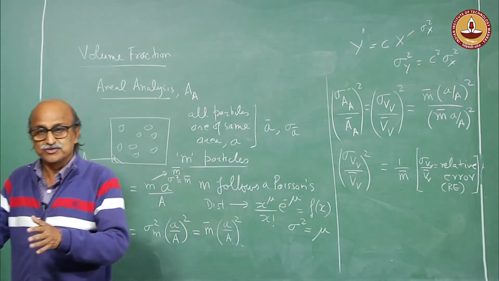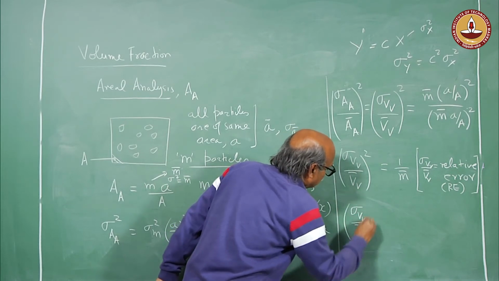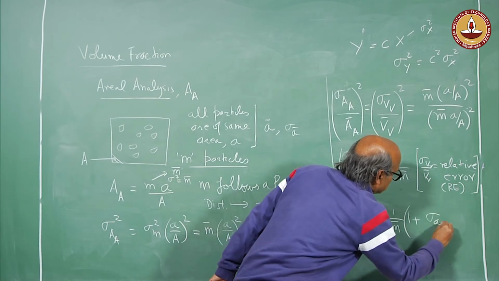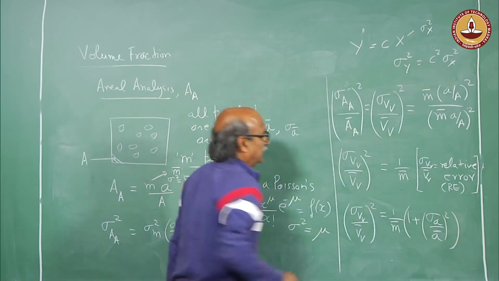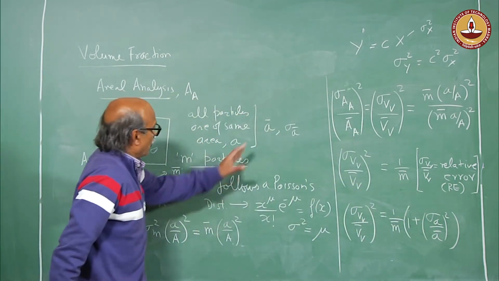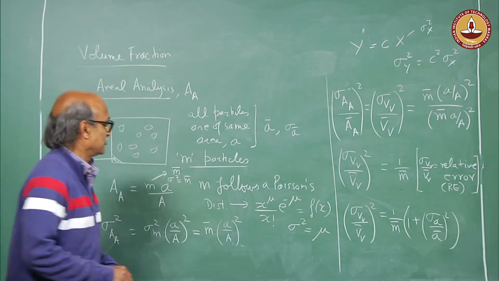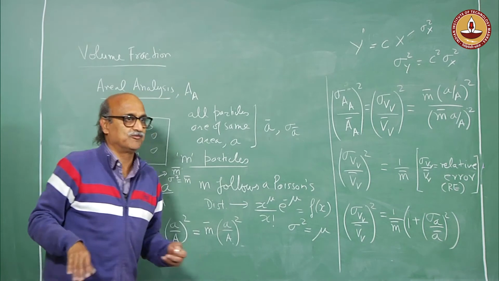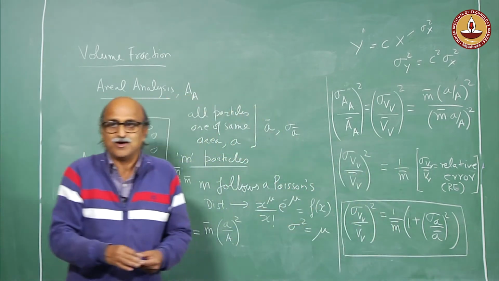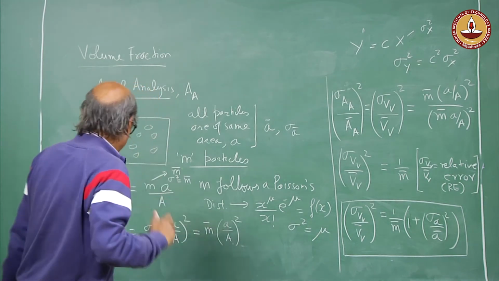and the rest of the analysis I am going to skip, but it can be shown that this is equal to 1 upon m bar times (1 plus (sigma A upon A bar) squared). For constant size particles, sigma A would be 0. So I come back to the same relation, but then there is an added relative error because of the distribution of areas of particles. This is an important relationship, which we will see soon, for how many particles I should measure in order to keep my relative error within desired limits.